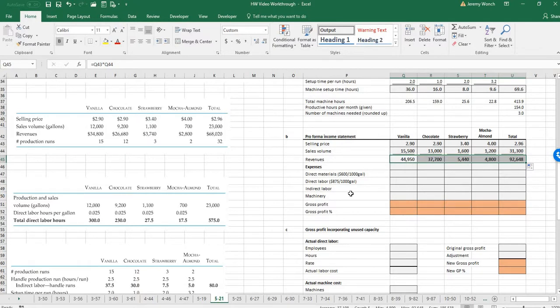And so now for our expenses, so it says the direct material cost is going to be $600 per 1,000 gallons. So we know what our total gallons are. Divide that by 1,000 and then multiply it times 600. And for our direct labor, it says that for every 1,000 gallons, it's going to be $875.